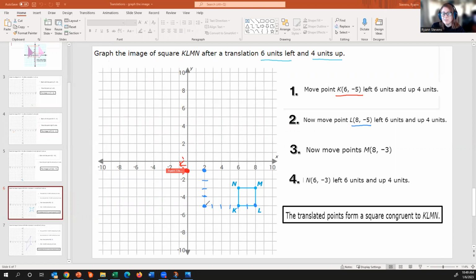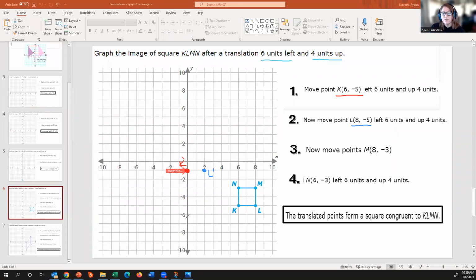And notice too how with the set of instructions, we first start with 6 units to the left and then we stop. And then from this point, that's where we continue to move up from there. So we don't really start over. We don't take L and move it 6 places to the left and then go back to L and move it 4 places up. We go 6 places to the left and then 4 places up from there. So again, I'm going to erase this stuff so it's not conflicting with what we're working on. And this was for L.